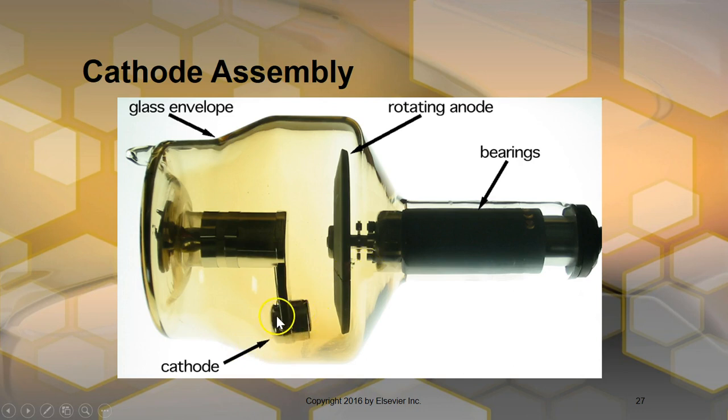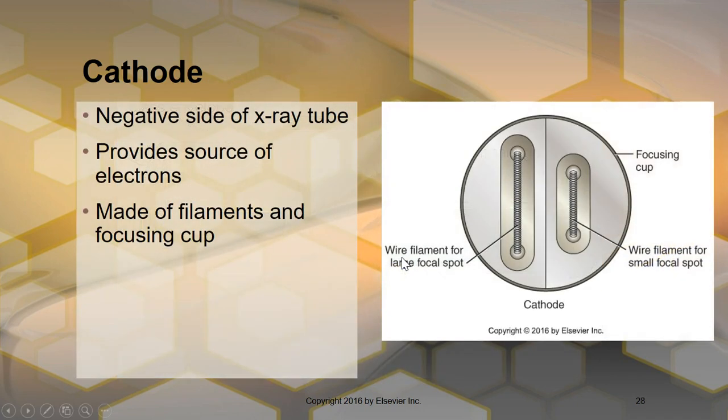So you have to understand, when these electrons come out, they're not hitting the middle of the anode, they're hitting right here at the bottom, and that's why it's important to have that rotating. And then this is a nice image of the rotor. We don't have the stators on there as well. So the negative side of the tube provides the source of electrons. The reason we have two different filaments is that we have one for a large focal spot, which is longer than the small focal spot, and the smaller one is a little bit smaller.